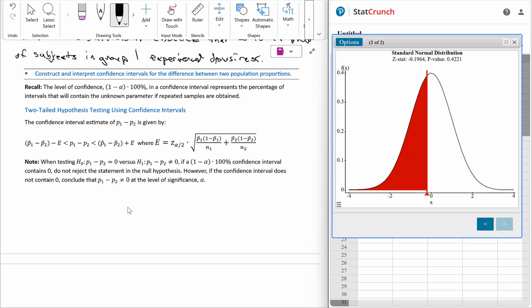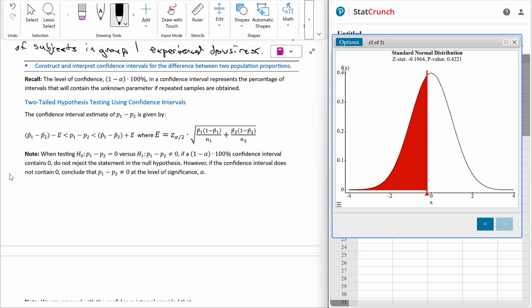In the one sample testing, if you ever look it up or see it somewhere else, we're just looking for is the assumed value for the population parameter in our interval. But for this one, recall the level of confidence 1 minus alpha times 100% in a confidence interval represents the percentage of intervals that will contain the unknown parameter if repeated samples are obtained. So we are going to do two-tailed hypothesis testing using confidence intervals.